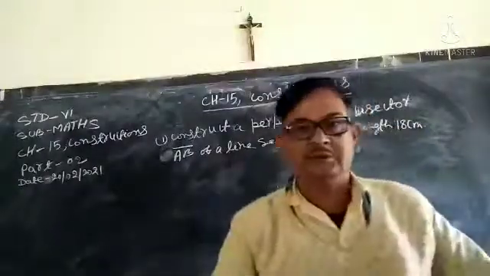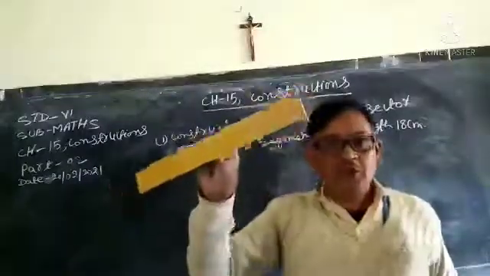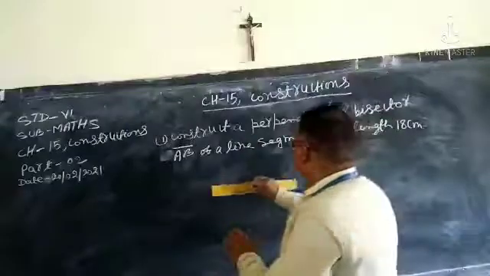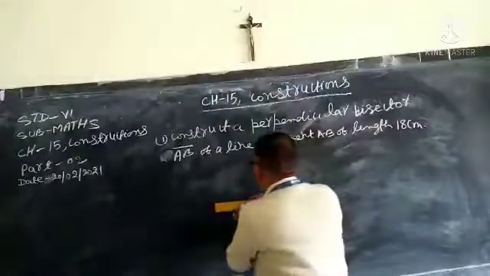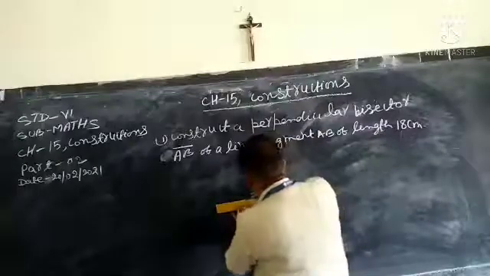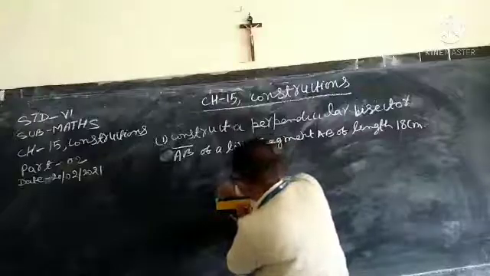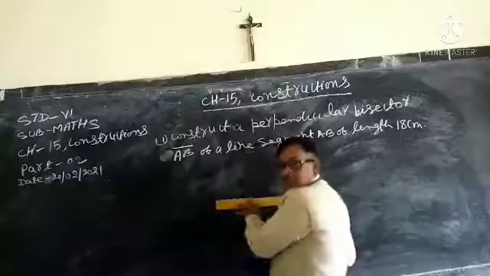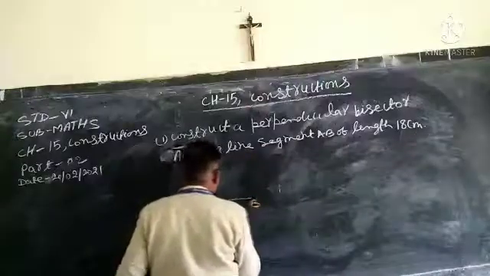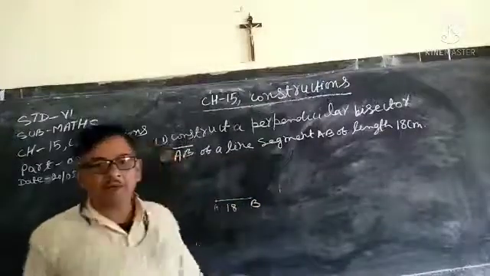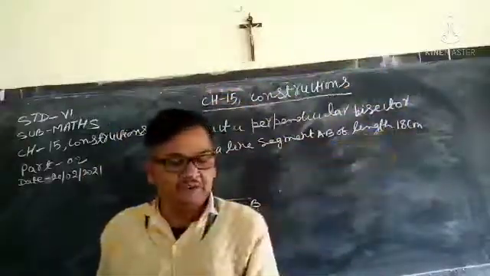My dear students, what are you going to draw? A perpendicular bisector. First, this is your step. First step, take 18 centimeter length. Draw one straight line of 18 centimeter. So this is your 18 centimeter. See this one, 18 centimeter. First step, draw a line segment of 18 centimeter.